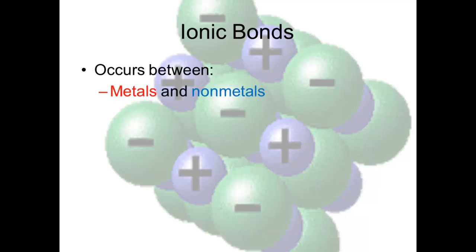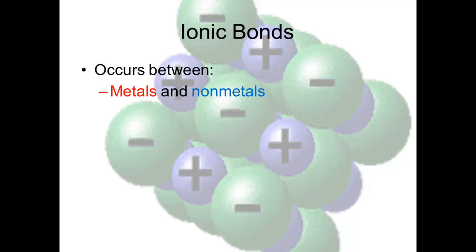This kind of bonding, where you have a positive ion and a negative ion, occurs mainly between two different kinds of elements. You have to have a metal and a nonmetal. Where do you find the metals on the periodic table in general? Which side? Middle to the left. Where are the nonmetals located? To the right.